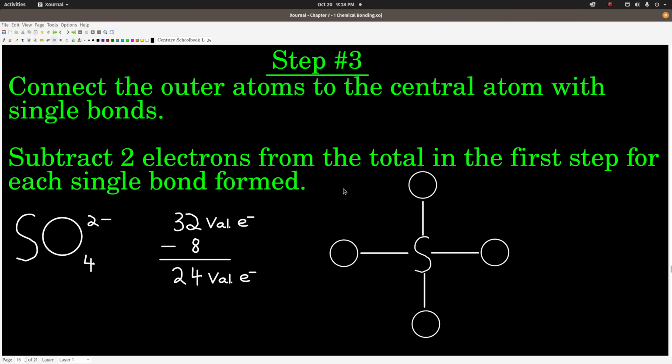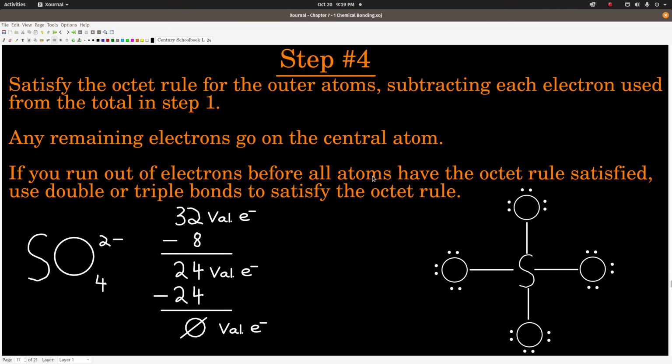So draw a line from each of the outer atoms to the center atom, and each of these is a single bond, and it has 2 electrons in it. And those 2 electrons are some of those valence electrons that we counted up in the beginning. So every bond that we drew, we subtract 2 valence electrons from our total. So we drew 4 bonds, that's 8 valence electrons. We started with 32, we counted them up. 32 minus 8 is 24 valence electrons left. That's where we are now. That's step number 3. Step number 4, satisfy the octet rule for the outer atoms.